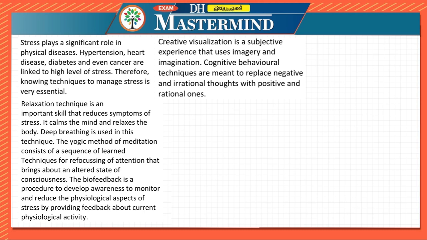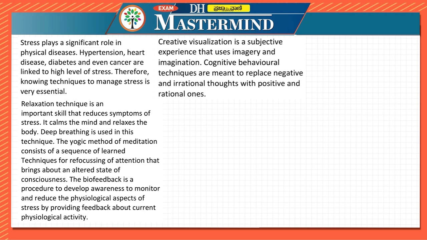Next, they are mentioning the physical diseases themselves, which are hypertension, heart disease, diabetes, and even cancer, linked to high levels of stress. So we get to know that these are physical diseases, and these have been linked to stress. Because of stress we get these diseases.